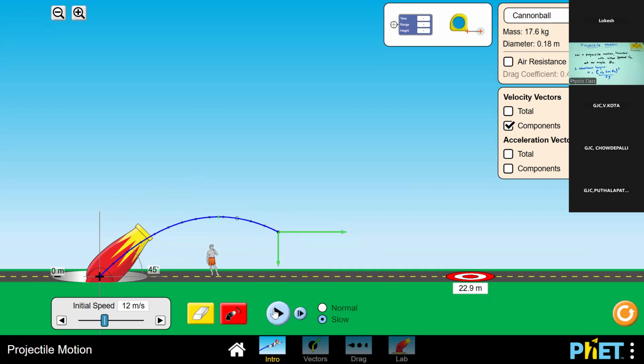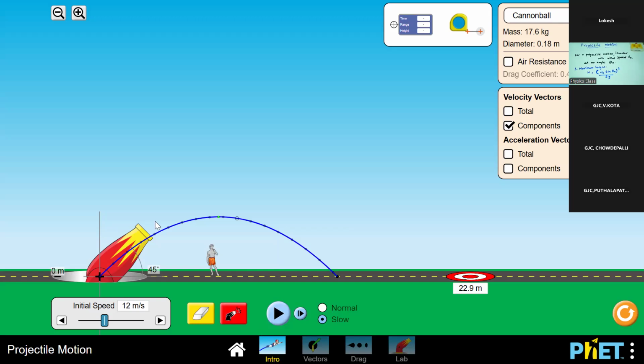So what did you notice? The horizontal arrow stays the same length, showing constant velocity, but while the ball is moving in that parabolic path, the vertical arrow changes due to gravity. You can look at that again. The horizontal arrow stays the same length, showing constant velocity, but the vertical arrow changes due to gravity.